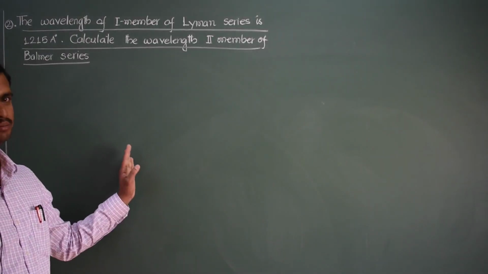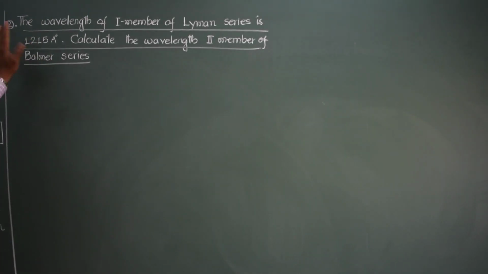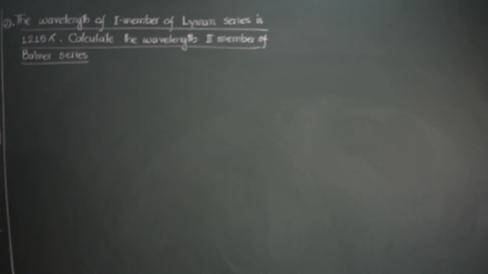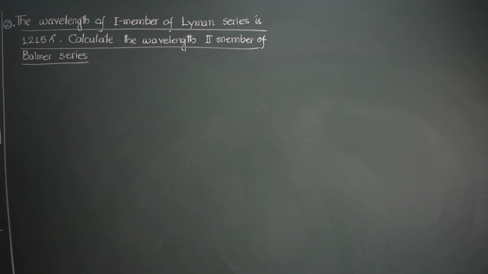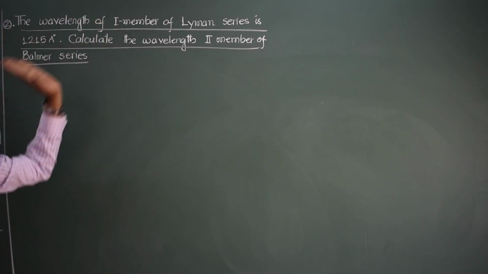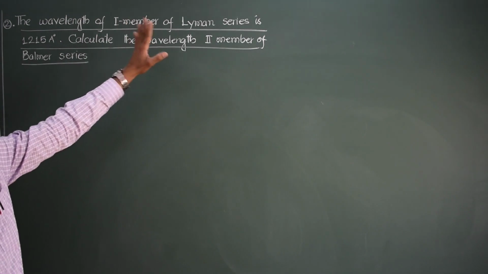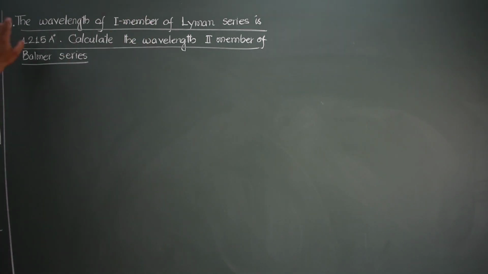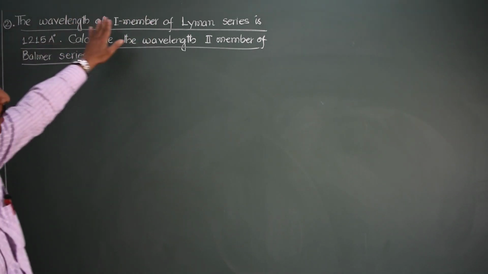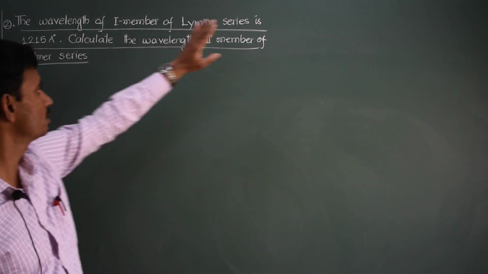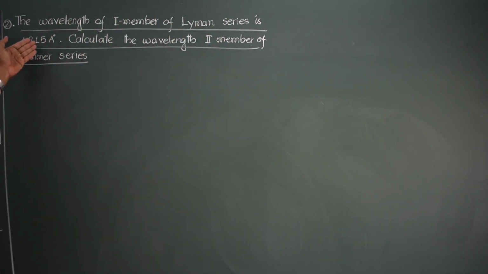So we'll do one more problem. This problem is an extension of the previous one, almost a similar kind of problem. In the previous problem, I asked you to calculate both the wavelengths, minimum and maximum. In this problem, I will be giving you one wavelength and ask you to calculate one more wavelength. I am giving it like this. The wavelength of the first member of Lyman series is 1215 angstrom.